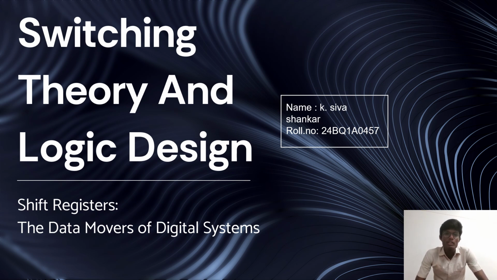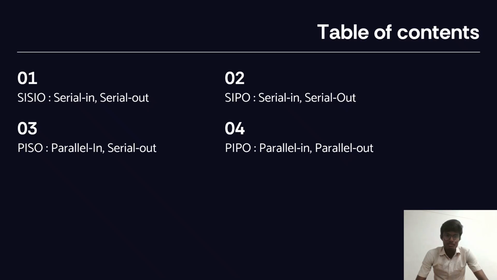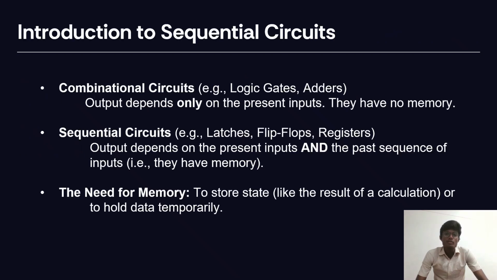Today I am talking about a switching theory and logical design seminar. The topic is shift registers and the data movers of digital signals. Table of contents: there are four types of contents: serial in, serial out; serial in, parallel out; parallel in, serial out; parallel in, parallel out.